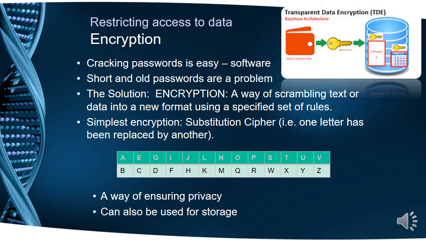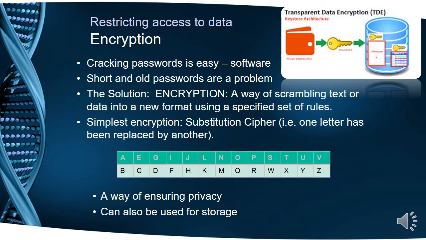Encryption is another way to restrict access to data. Cracking passwords is easy. There exists software that generates millions of passwords of all sorts until it eventually cracks your password, so that is easy. People tend to keep their passwords too short or keep old passwords going instead of changing them regularly, and that is a problem. So the solution is to use encryption.